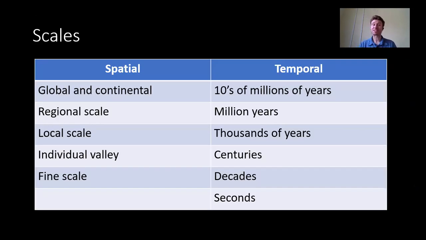You could talk about different scales, right? Both spatial and temporal, ranging from global and continental to a singular valley or even finer scale. And temporal, talking about how some things take tens of millions of years to develop, like the building and wearing down of mountains, versus things that can happen in singular seconds, like mass wasting, landslides, and earthquakes that we experience every day. So scale is one thing to consider when you're making these observations.